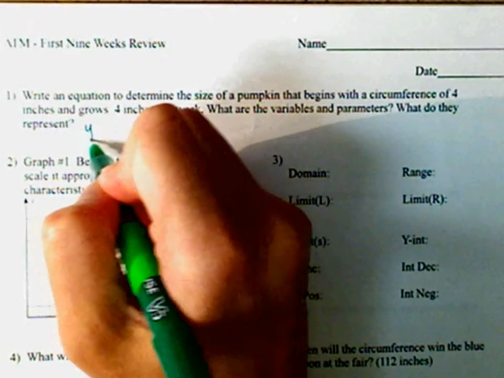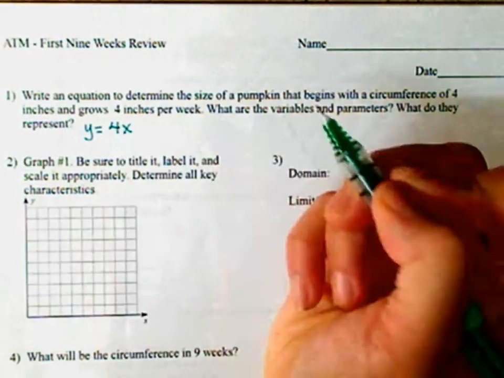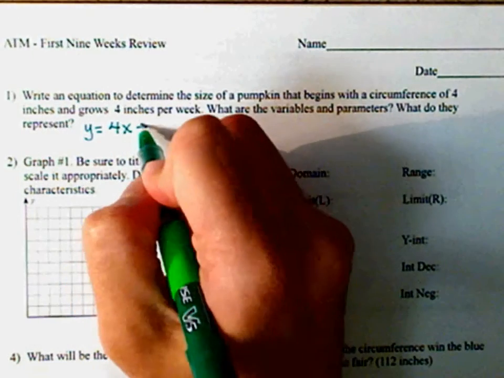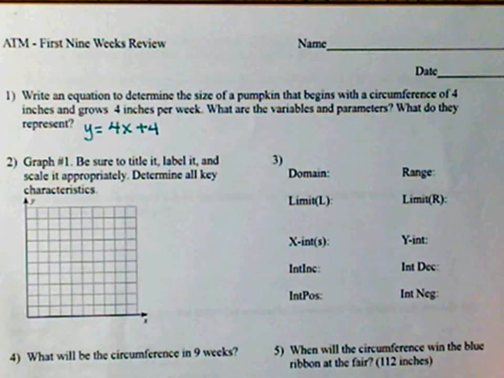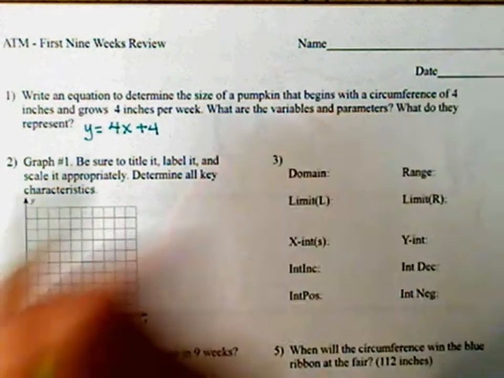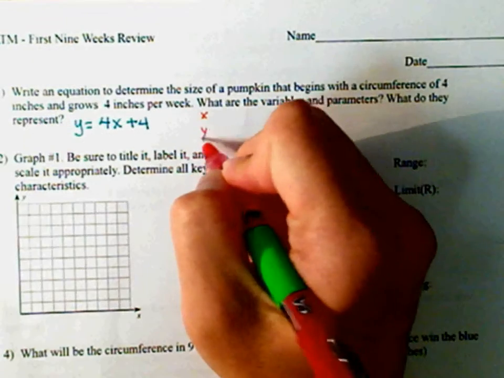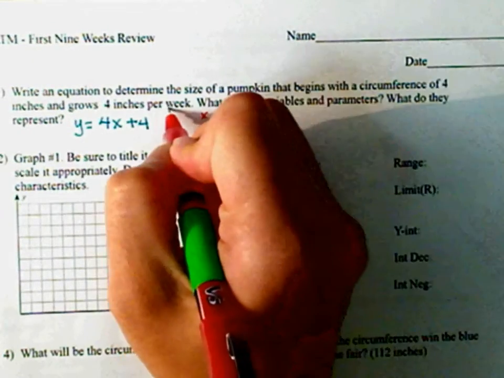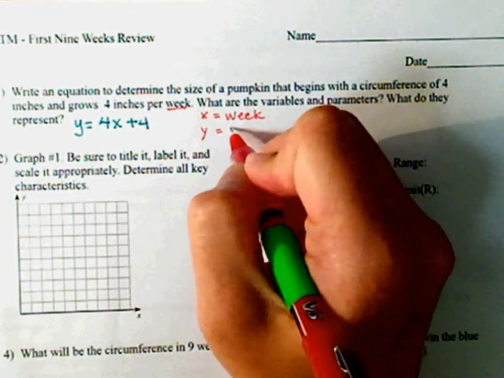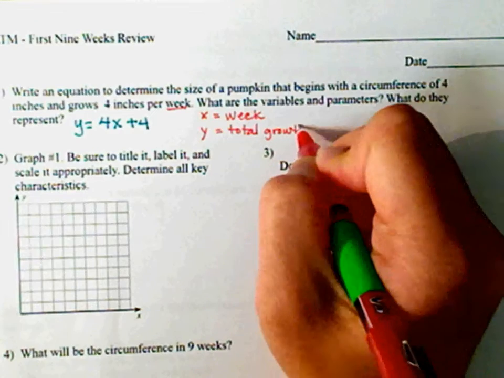So your equation will look like Y = 4x + 4. It's growing 4 inches per week starting at 4 inches, okay? So what are your variables? Your variables are your X and your Y. What does X stand for? It stands for the week, and your Y is the total growth. Like, how big is that pumpkin?